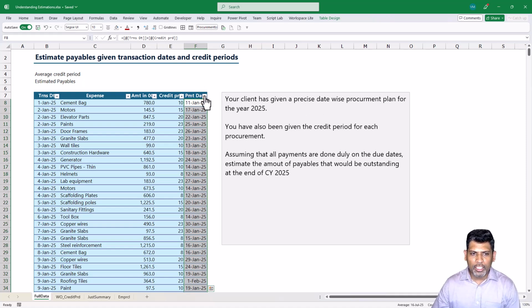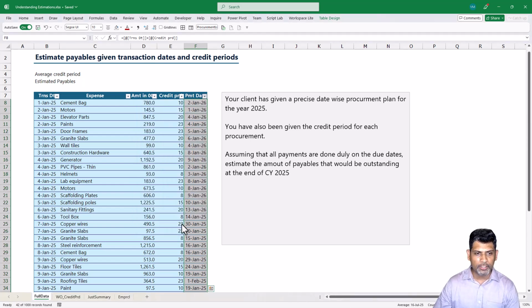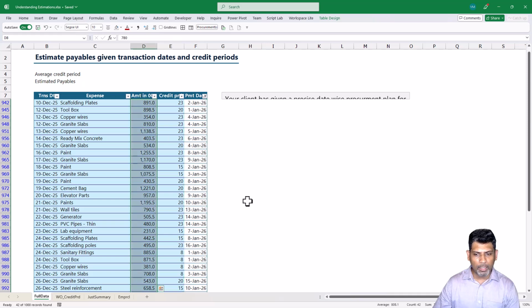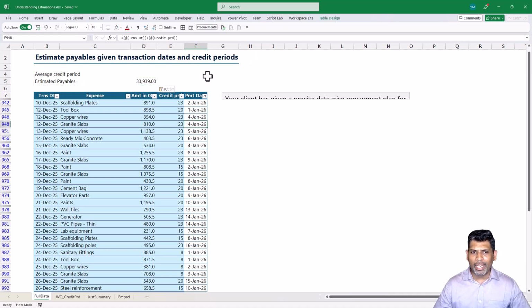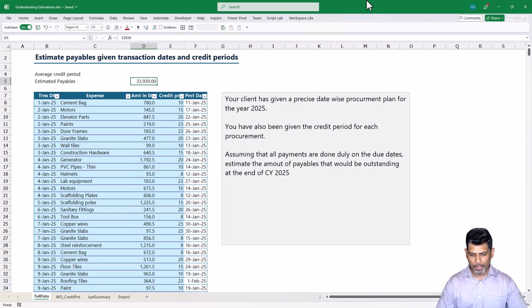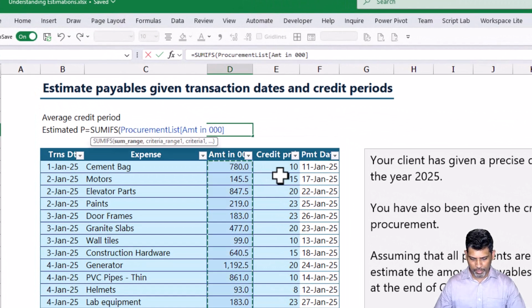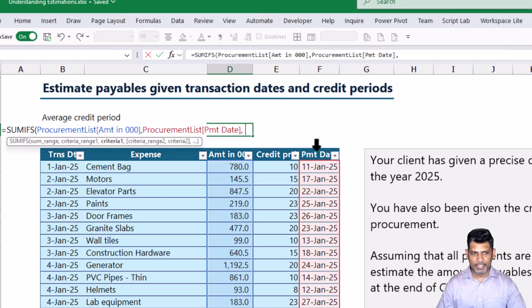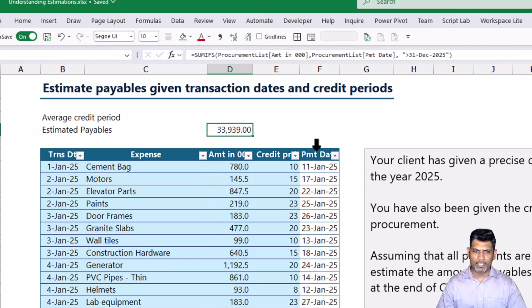And what I can do here is filter the payment date column for payments falling after 2025, which is 2026. And let me sum this up. It's 33,939. That's the amount that we expect to be outstanding. Instead of doing it manually, I could very well do this using the SUMIFS function. So let me do that here. Equals SUMIFS the amount column where the payment date is after 31st December 2025. Here is my SUMIFS function. I press enter. I've got the answer.